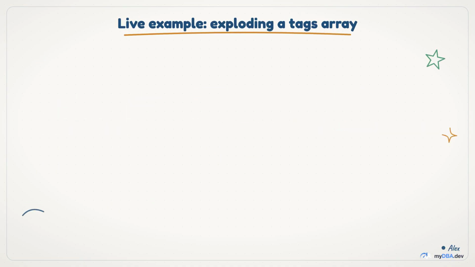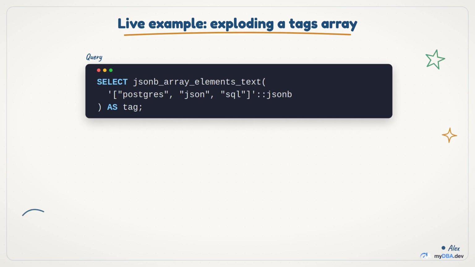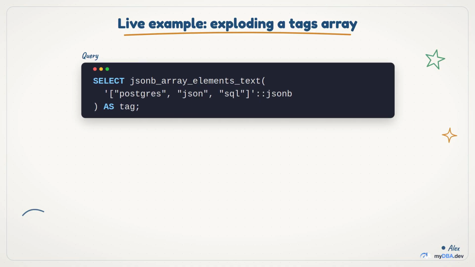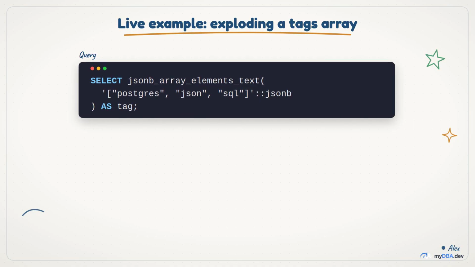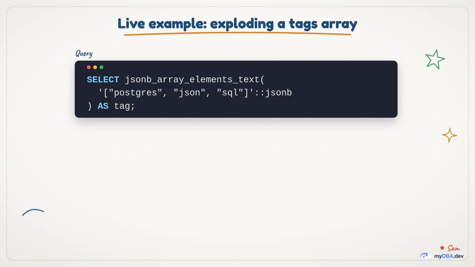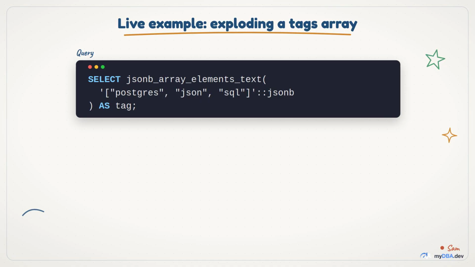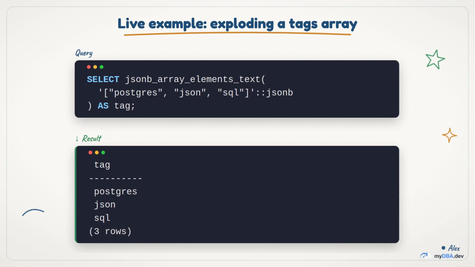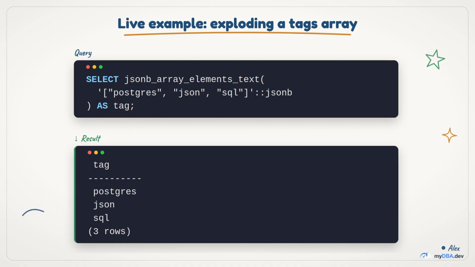Let's say you've got a JSONB column that stores an array of strings. You can explode it in one select. Here we're using jsonb_array_elements_text on a literal JSONB array. And you get 3 rows back, 1 per tag. Now picture that column living in a table. You'd write SELECT id, jsonb_array_elements_text(tags) FROM articles, and every article with n tags produces n rows. So if you join that or group by the tag, you're querying the array like it's a normalized many-to-many table, all in SQL, zero application code.